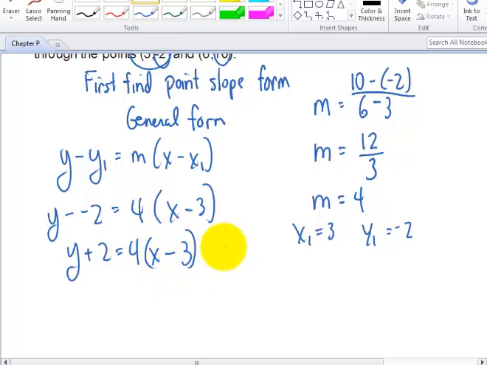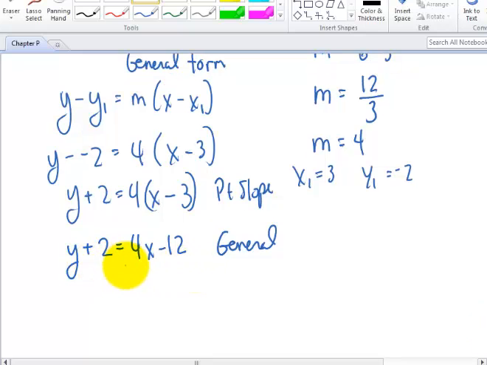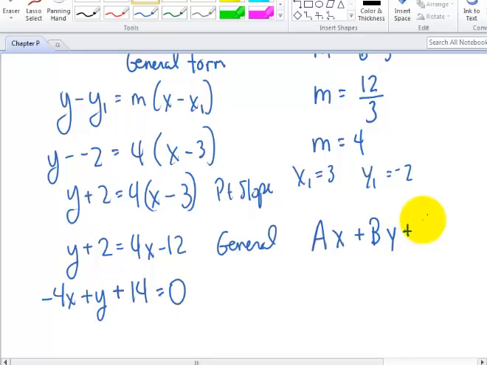Now to get it to general form, this is point slope. To get it to general, I just have to distribute and move terms around. So I'll distribute: y plus 2 equals 4x minus 12. And then I'll move terms around. So I have negative 4x plus y, because I subtract the 4x. I'm going to subtract 2. Actually, general form says everything's got to be all on one side. So this is going to be plus 14 equals 0. And remember, general form says ax plus by plus c has got to equal 0.